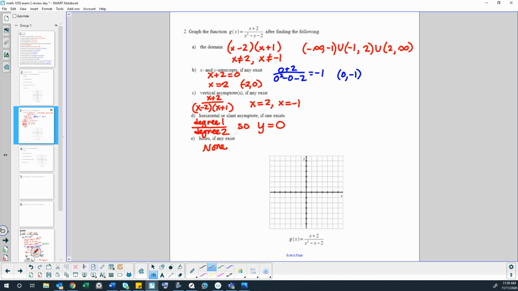So I've got an x-intercept at (-2, 0). I have a y-intercept at (0, -1). I have vertical asymptotes at 2 and -1. I have a horizontal asymptote at 0. Wait, how can we have an x-intercept if we have a horizontal asymptote? Well, as we talked about, it is possible for the graph to cross a horizontal asymptote.